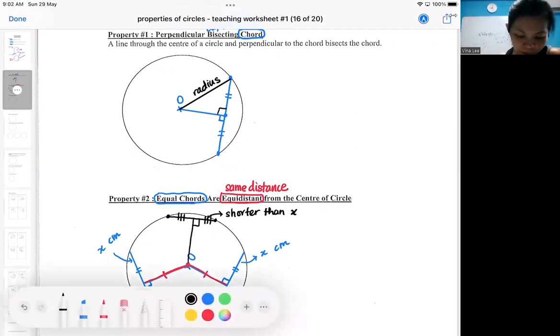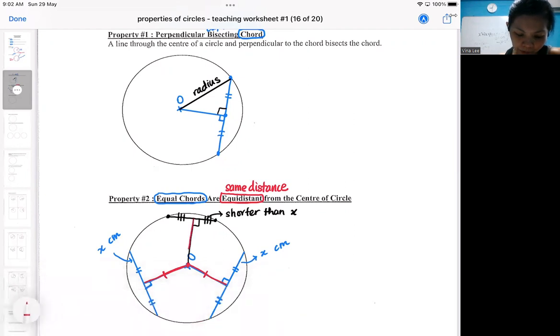But obviously, this distance doesn't look the same. Can you see this distance should be longer than these two? Because the chord is shorter, it's actually further away from the center. So from here you will see that the length of the chord can change. And because the length of the chord changes, it will change the distance from the center. It will change the perpendicular distance from the center.